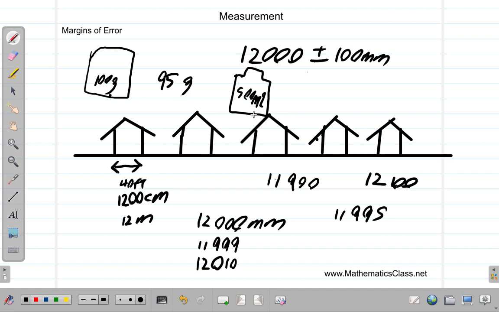Alright, so those are margins of error examples. We're going to do some calculations in the next video.